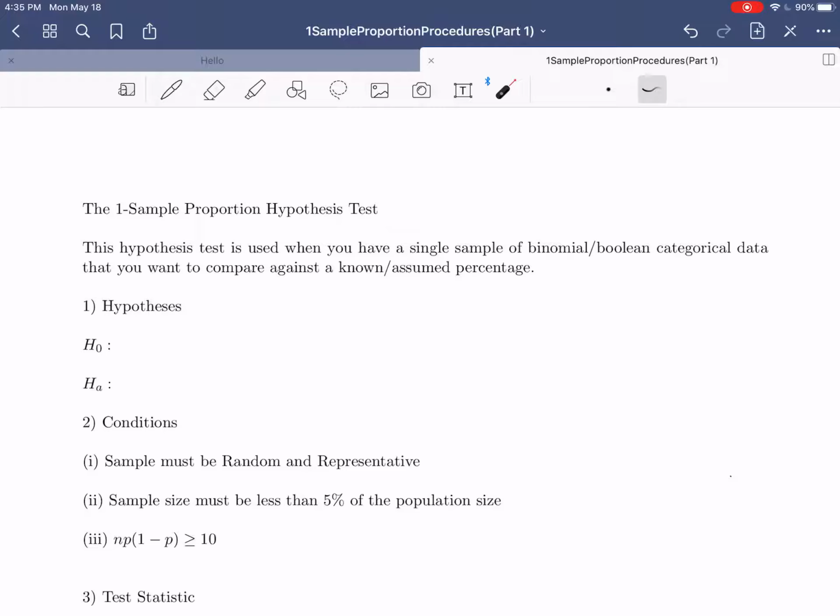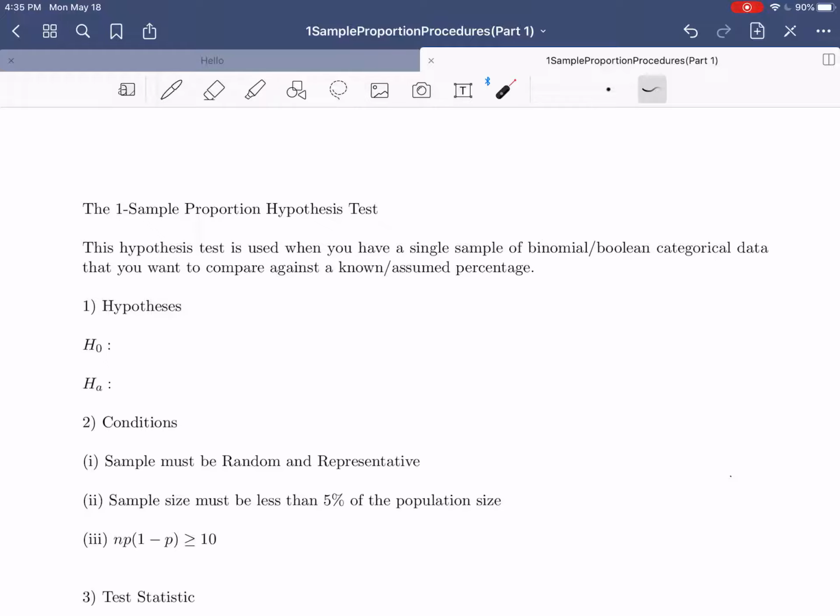Now remember, there are some variables out there that are naturally binomial or Boolean, such as answering a yes or no question, do you support a particular law, or do you plan on voting for a particular candidate? Those are naturally Boolean because you have to say yes or no. There are other things that might not be naturally Boolean, but we can phrase the question to become Boolean.